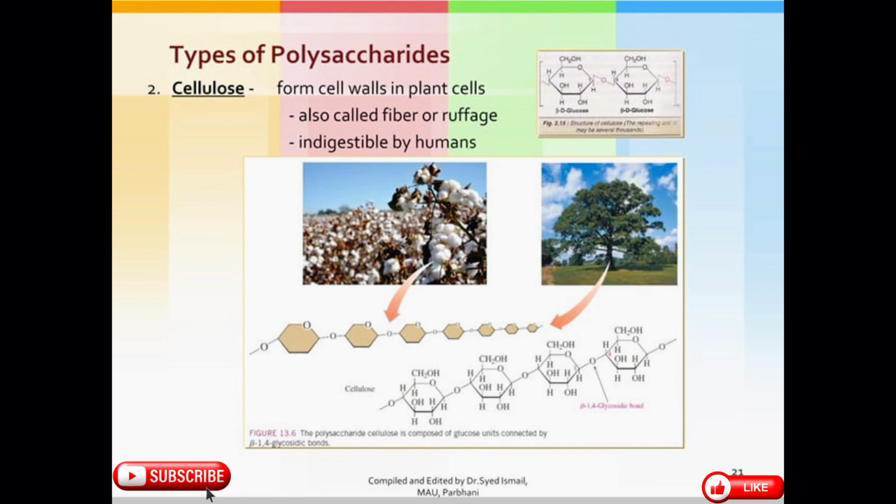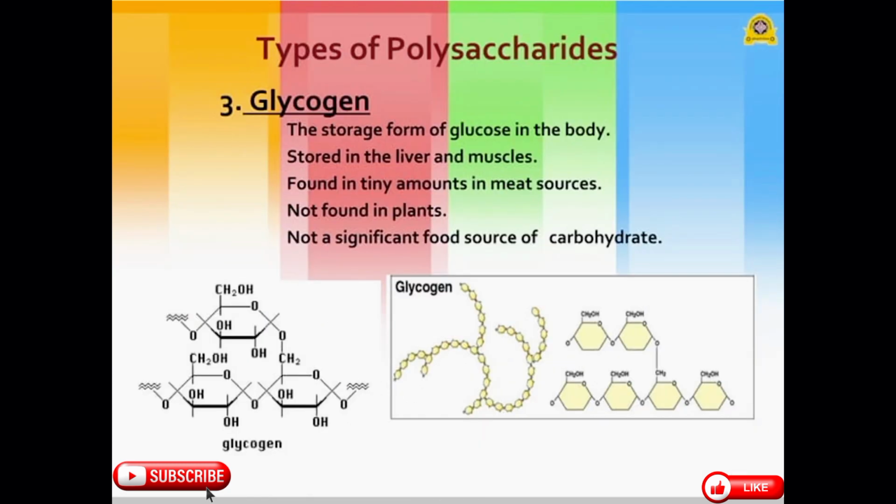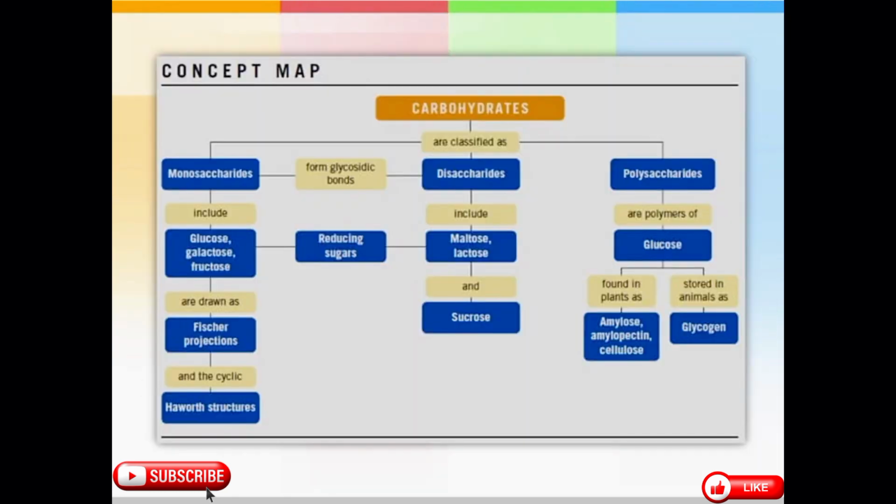Types of polysaccharide, the second example is cellulose. Cellulose forms the cell wall in plant cells, also called fiber or roughage, indigestible by humans because the cellulase enzyme is not present in human beings, so it is not digested by the human digestive system. The third type of polysaccharide is glycogen, the storage form of glucose in the body, stored in the liver and muscle cells, found in tiny amounts in meat sources, not found in plants, not a significant food source of carbohydrate. It may be either branched or unbranched.